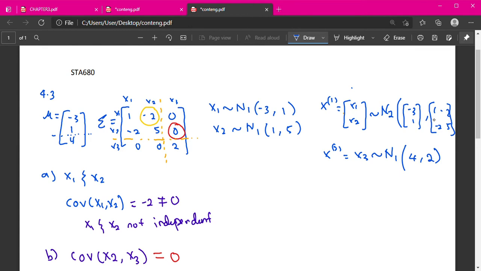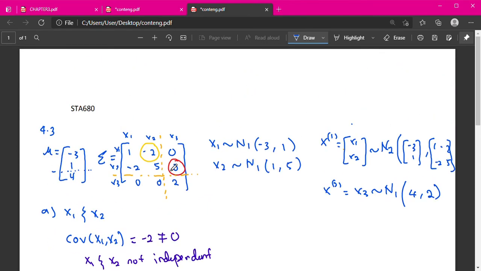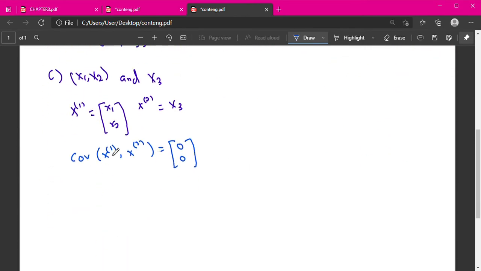Now we want to know whether these two subgroups are independent or not. So we need to look at this part, which is the covariance between the first subset and the second subset. Because the covariance of X1 and X2 with X3 is 0, 0, all the entries here are 0, we can say that these two subsets are independent.